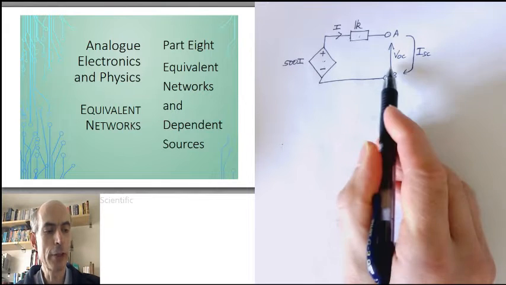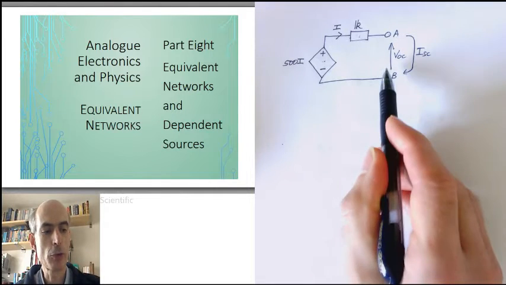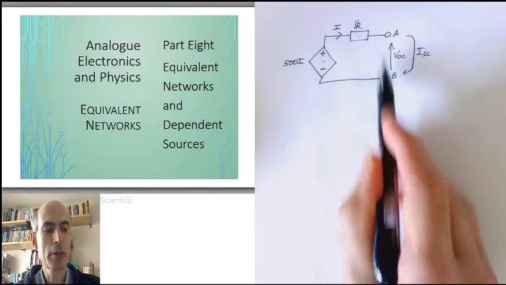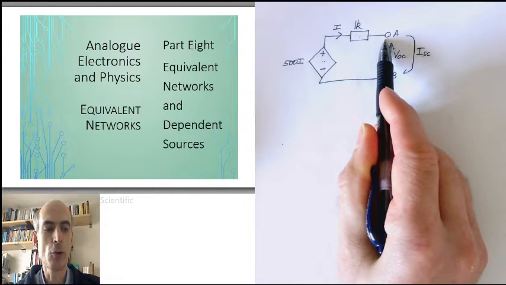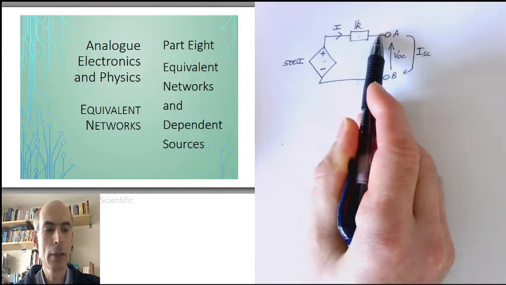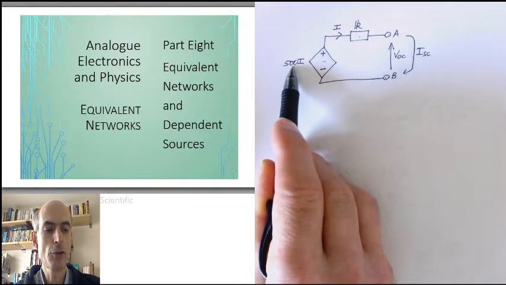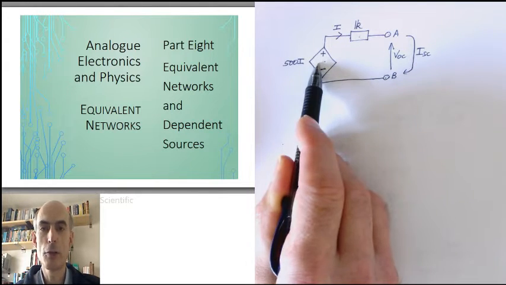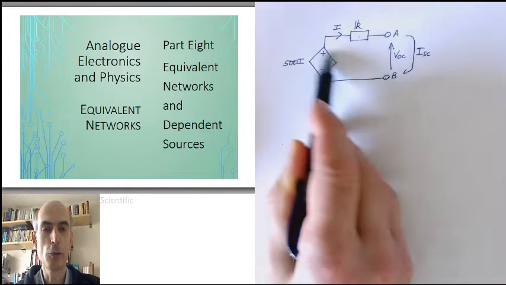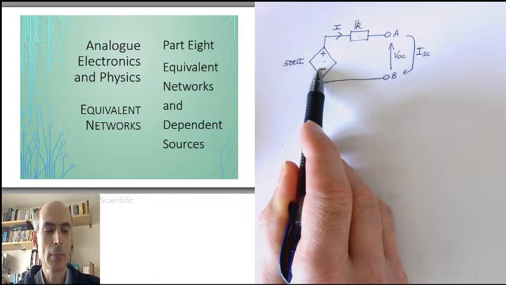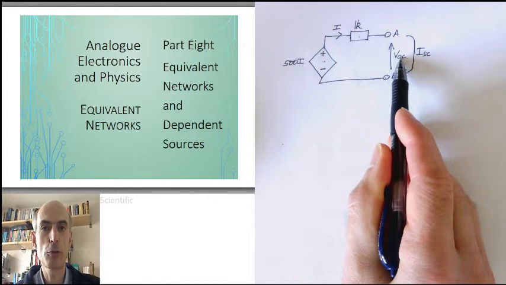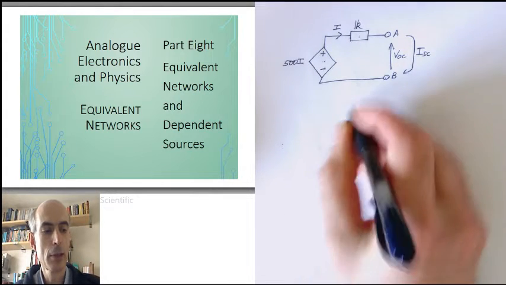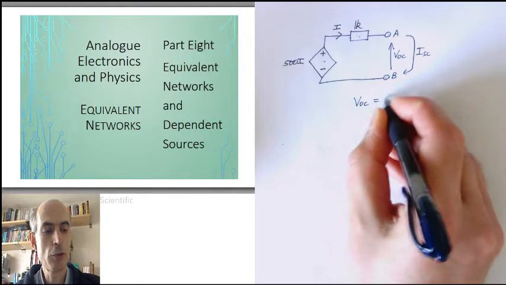Well, the open circuit voltage is the voltage between A and B when there's nothing connected to the network at all. If there's nothing connected to the network at all, then there will be no current. If there's no current, then this voltage source will have no value. This will be a 0 voltage source. And if this is 0 volts, then the open circuit voltage will be 0 volts as well. So VOC will just be 0.